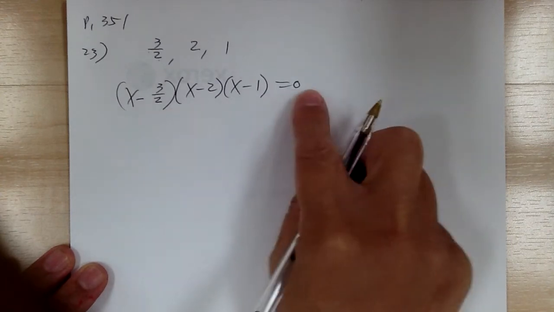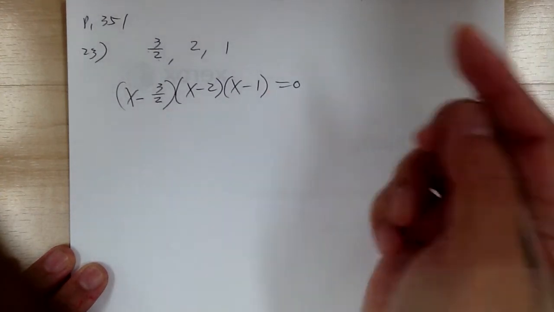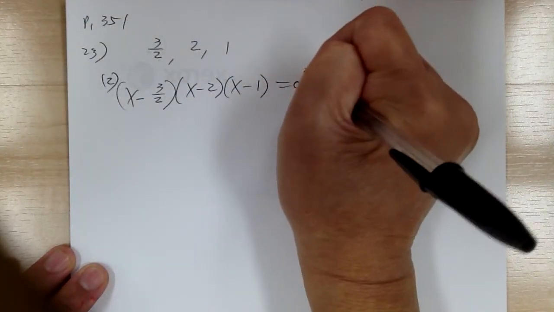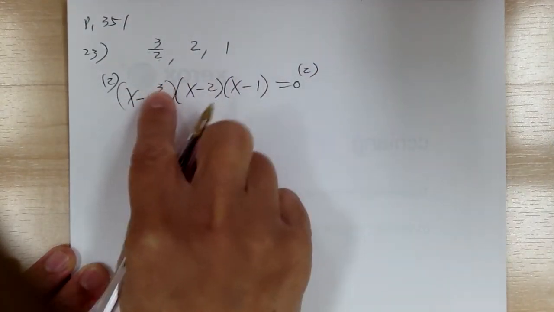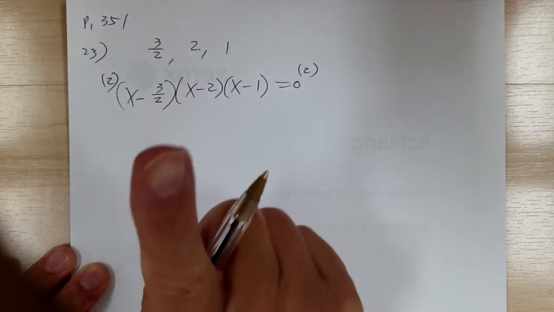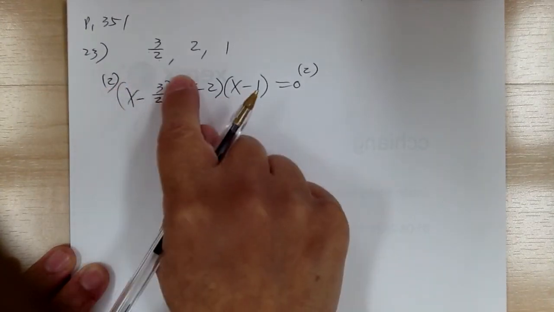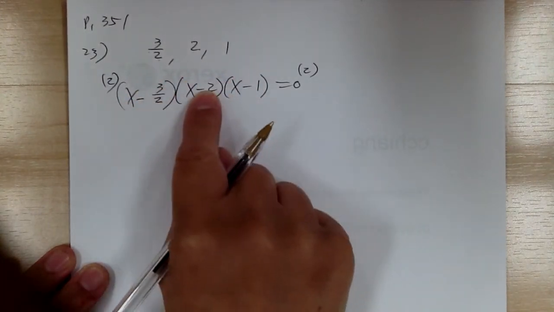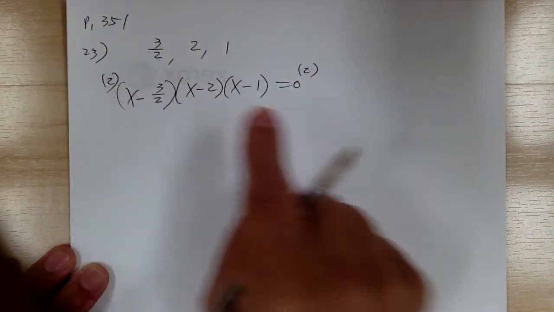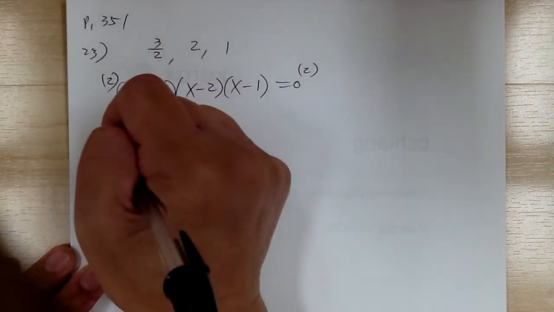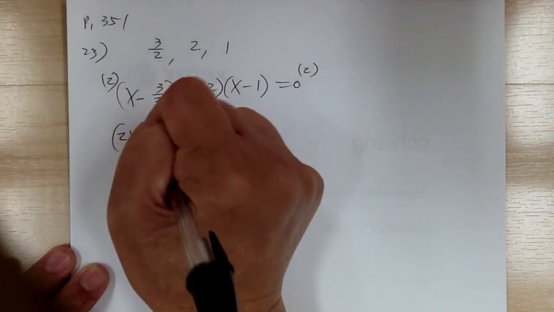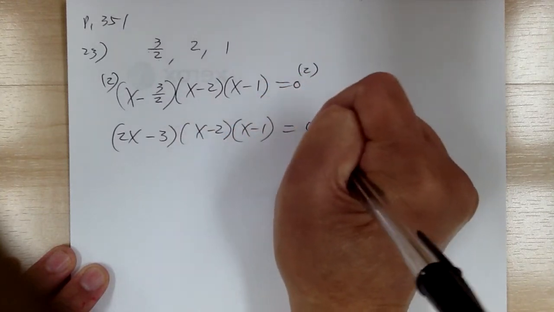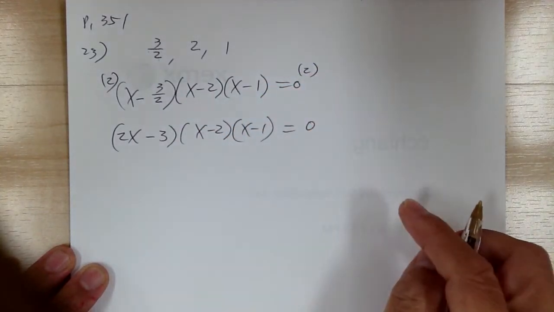So what you can do is, since it's an equation, you can multiply both sides by 2. I'm going to multiply this by 2, and this by 2. Now this whole thing is one term, so you only multiply one time. Don't multiply by 2 by 2 by 2, because this whole thing is one term. So when you multiply, you're going to get 2x minus 3, and this becomes x minus 2, x minus 1 equal to 0. Right? 0 times 2 is still 0.